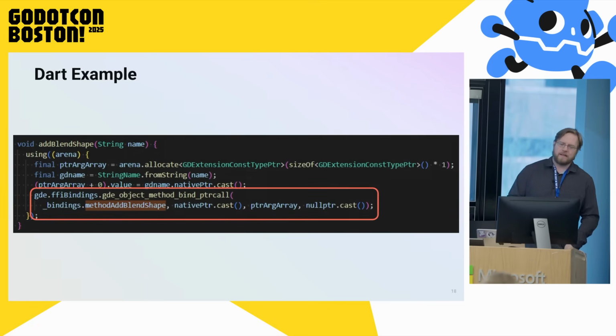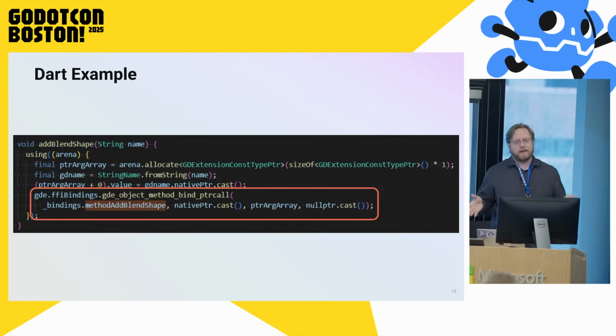We allocate, up at the top, an array of pointers. We put all the pointers in the correct locations, and then we call object method bind pointer call.